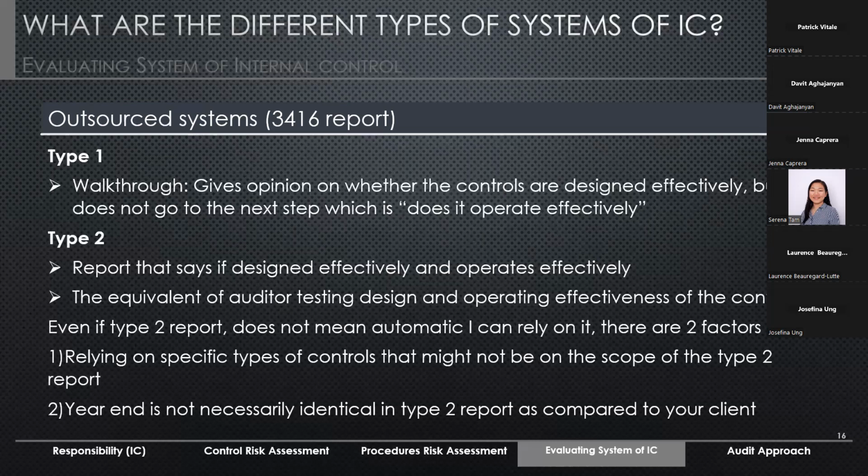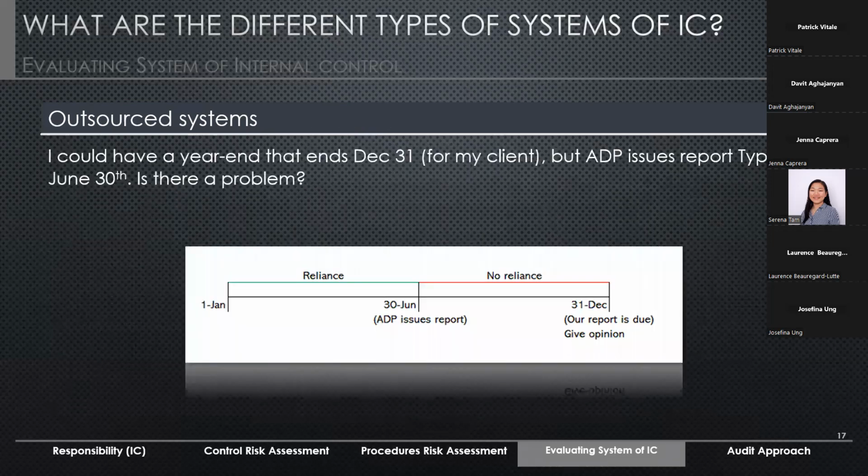So let's go back to number one. Let's say that your scope is accounts receivable. You're looking at accounts receivable, then they give you a type 2 report, but it's on payroll. That's not your scope, so it's not good. You can't be using it. Number two, it's the year end.